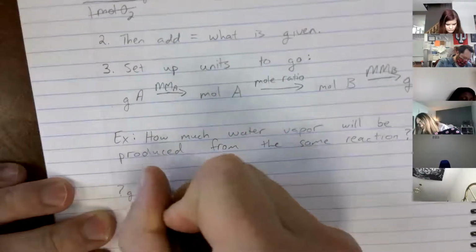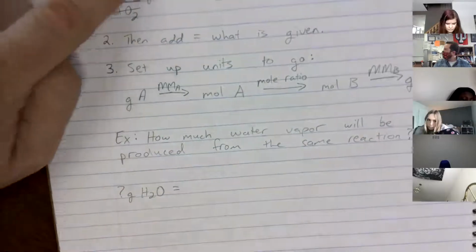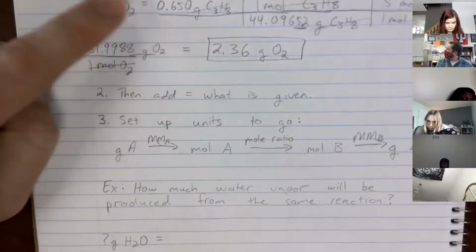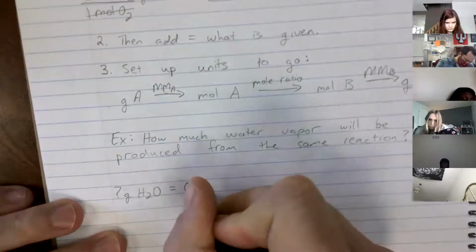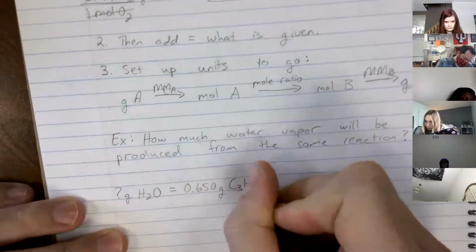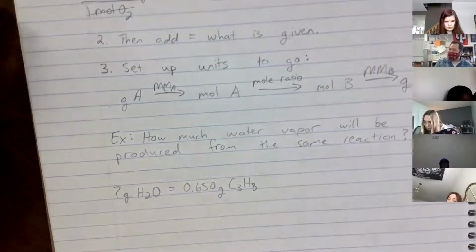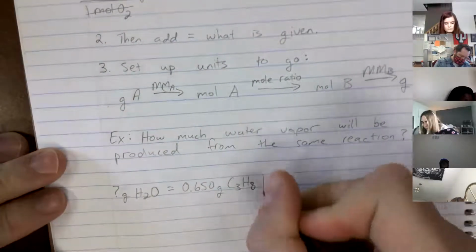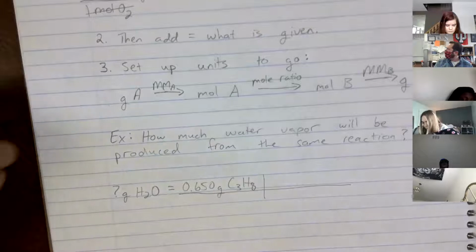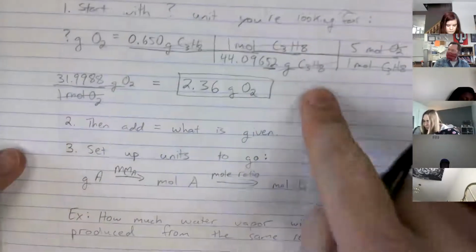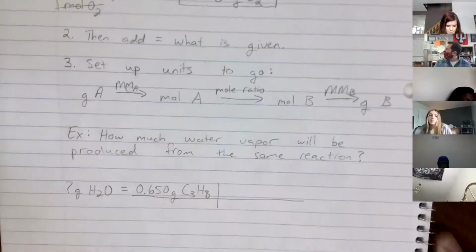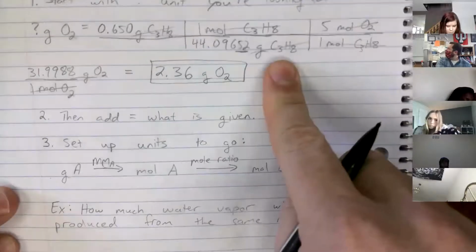So what mass of water is equal to, and again, working with the same stuff we were, we're just going to start this the exact same way, 0.650 mass of propane. Hey, first step is going to be the exact same as it was up here. We're going from mass of A to moles of A. So I just use the numbers from up here.